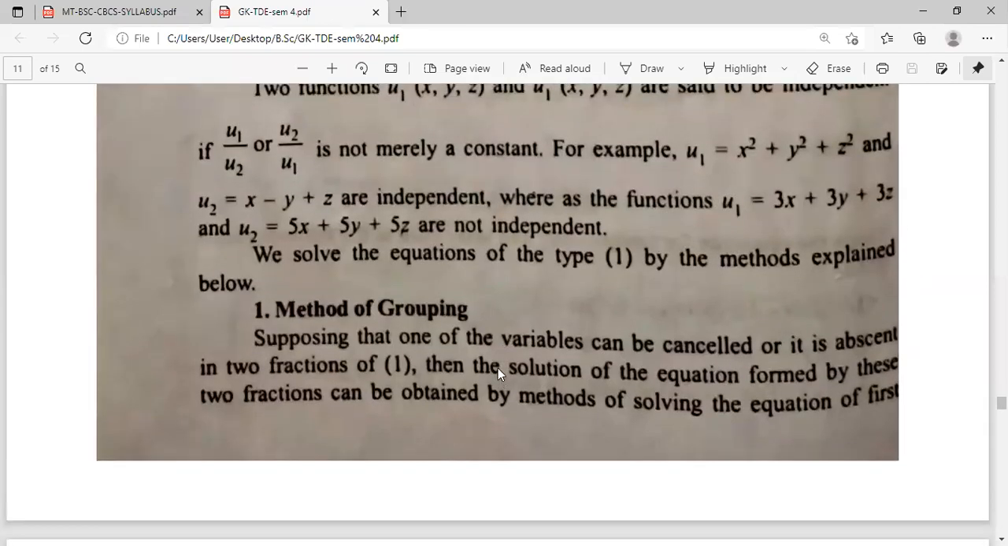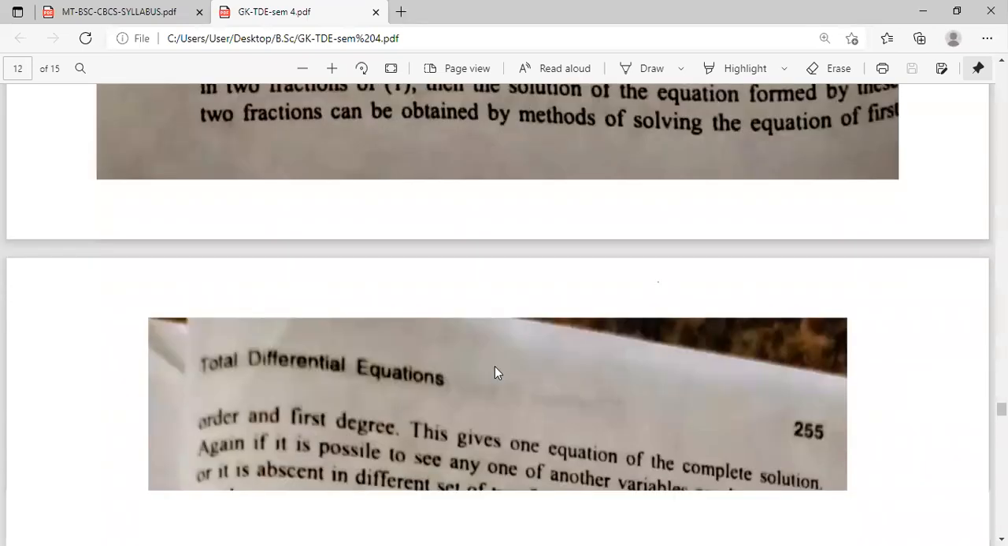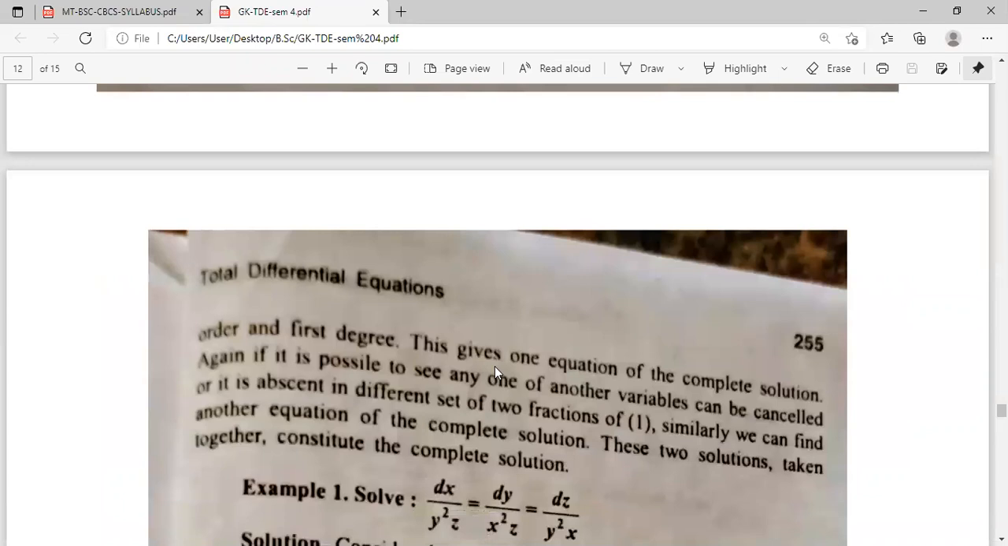This is the standard form. Now, method of grouping. There are two methods. The first method is the method of grouping. Suppose that one of the variables can be cancelled or is absent in two fractions of one. Then the solution of the equation formed by these two fractions can be obtained by solving the equation of first order and first degree. This gives one equation of the complete solution.